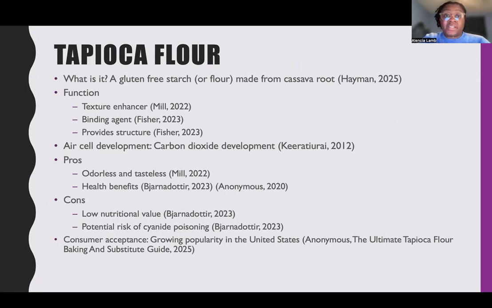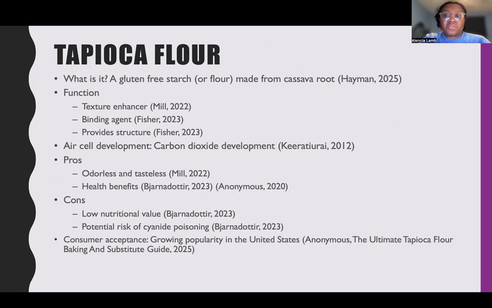Some of the pros or advantages of tapioca flour is that it is odorless and tasteless. There are also some health benefits associated with it, such as lowering blood sugar and improving glucose and insulin metabolism. Some other benefits is that it is beneficial to those with gluten intolerance. As mentioned before, it is a gluten-free starch or flour. It is also a resistant starch, meaning that it helps the good bacteria in the gut by reducing inflammation and harmful bacteria. It is able to retain its texture when frozen. It is nut-free, easily absorbed in the gut, and it can improve metabolic health.